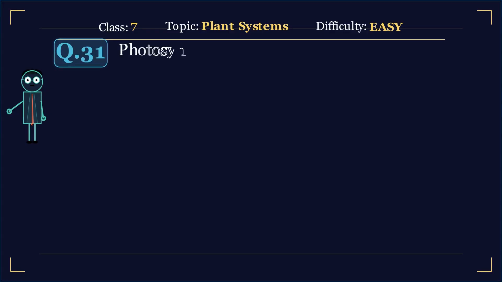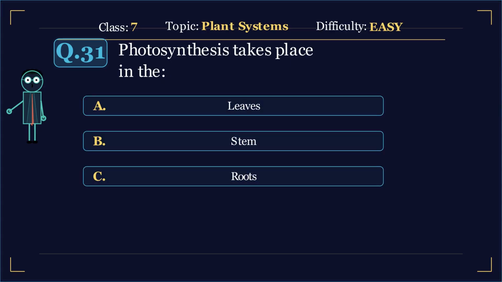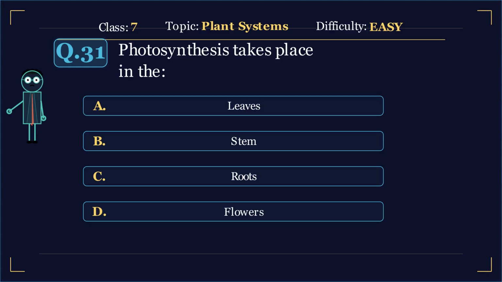Question 31. Photosynthesis takes place in there. Option A, leaves. Option B, stem. Option C, roots. Option D, flowers.